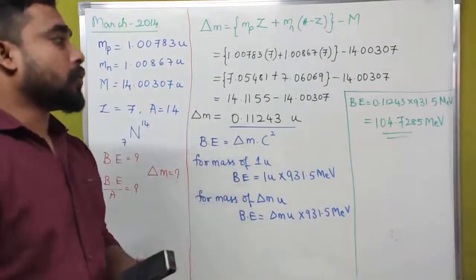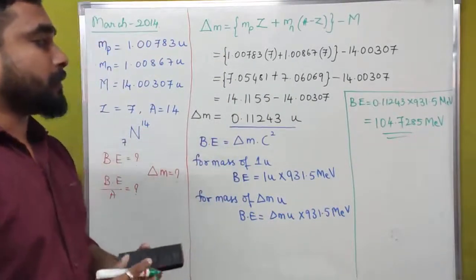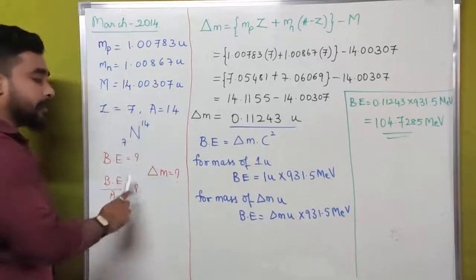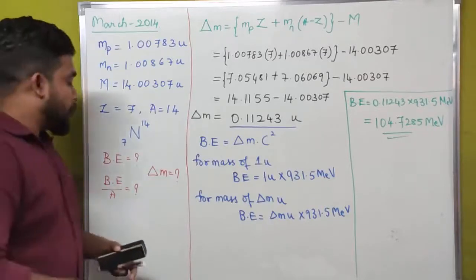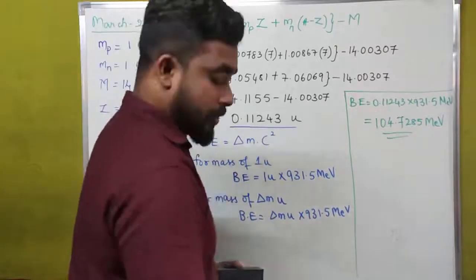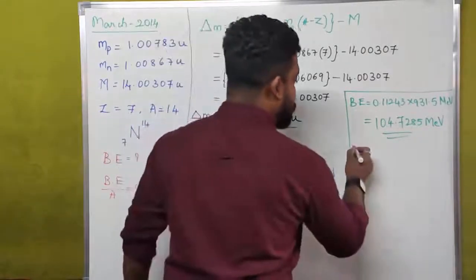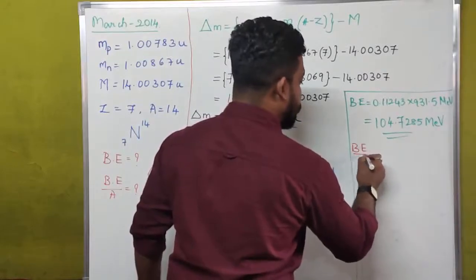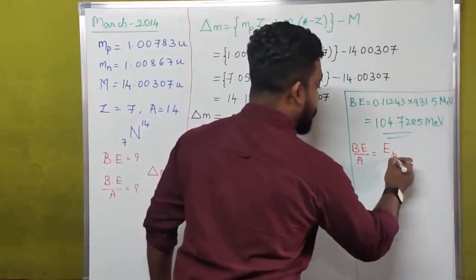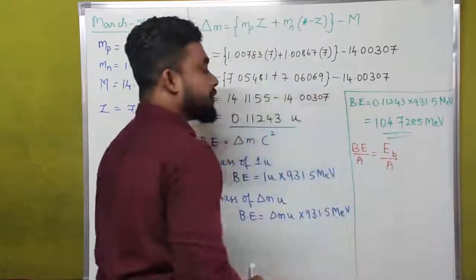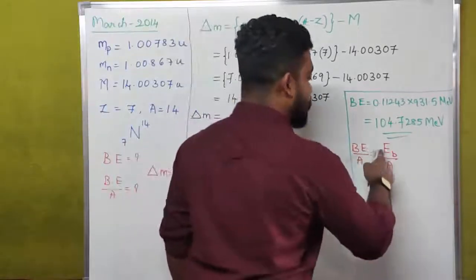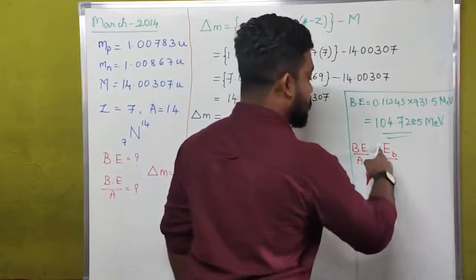Binding energy is equal to 104.7285 million electron volt, which is the actual value of binding energy of a nucleus. Now, what we have to calculate is binding energy per nucleon. How can we calculate that? Binding energy per nucleon is Be divided by A, or we can also call this Eb divided by A. Here Eb is nothing but binding energy.